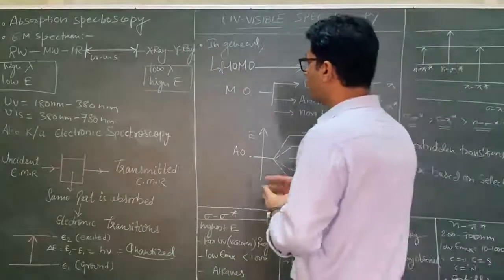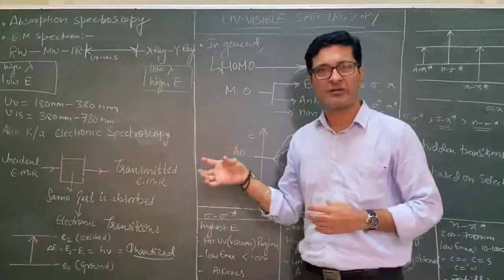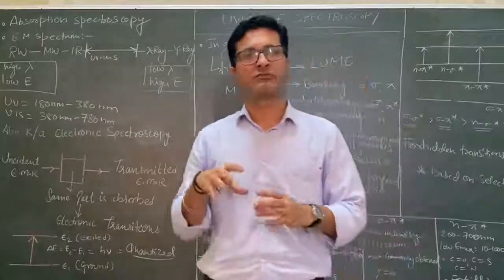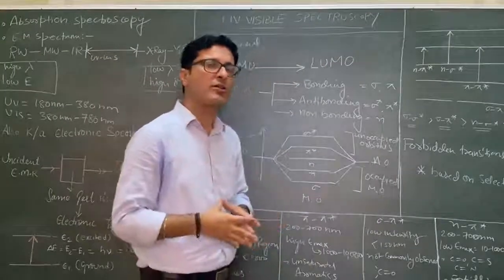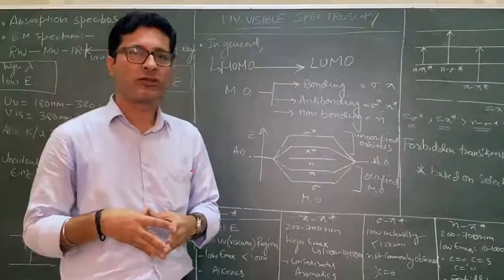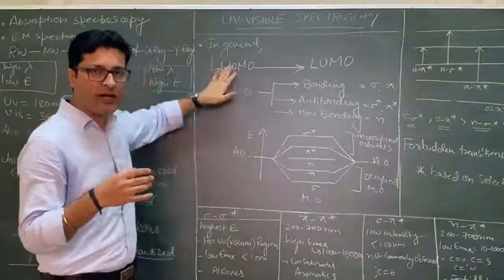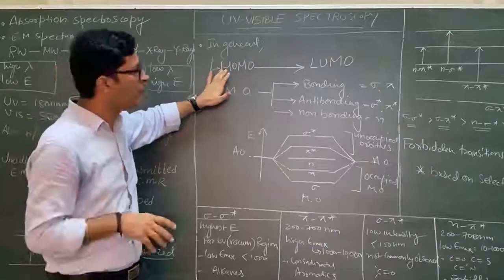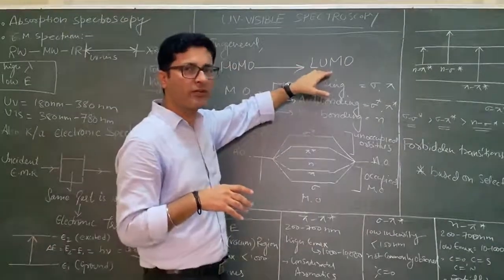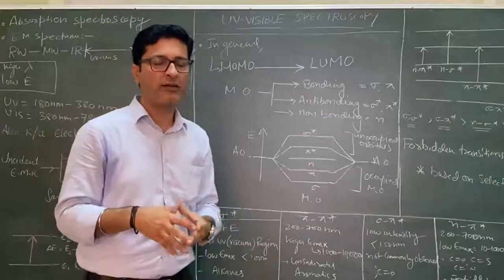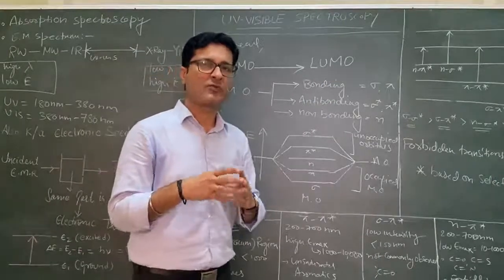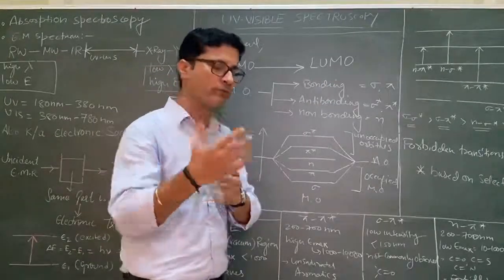So in general, the transition mainly takes place from occupied molecular orbitals to unoccupied molecular orbitals, and mainly from the highest occupied molecular orbital to the lowest unoccupied molecular orbital. In short, we say that in general transitions are observed from HOMO to LUMO.